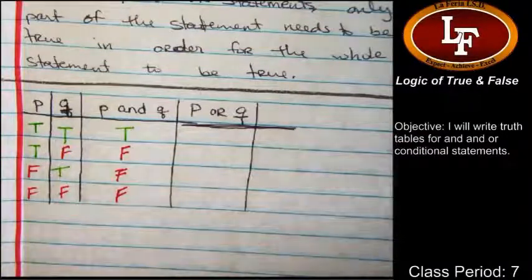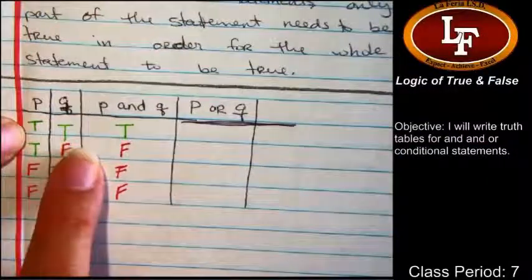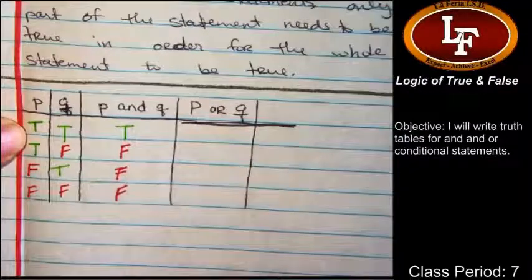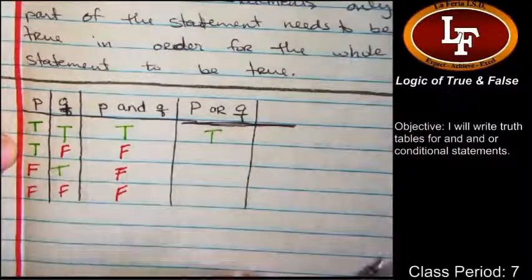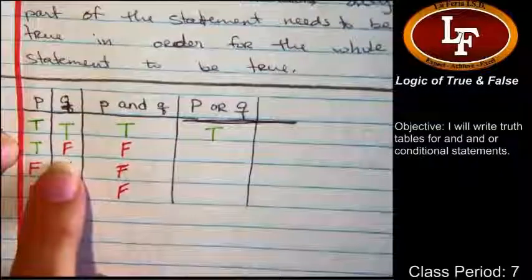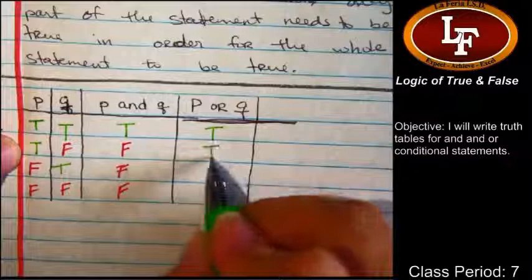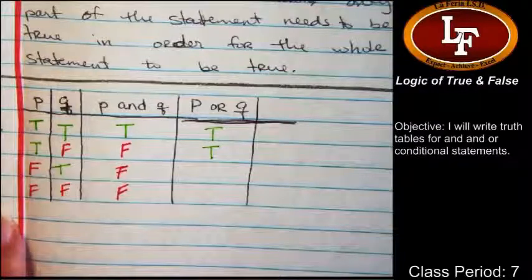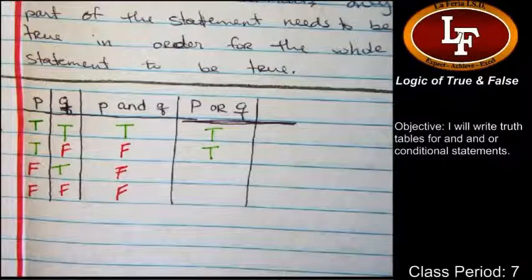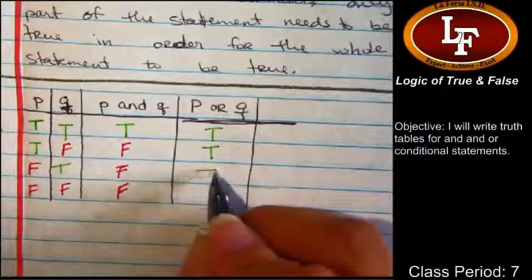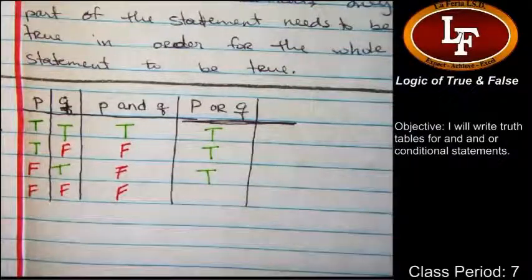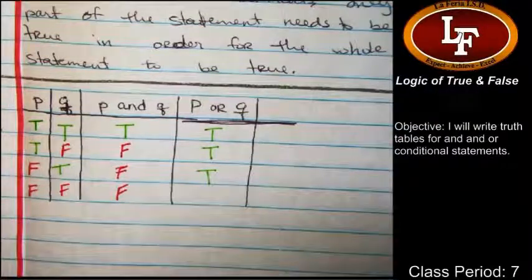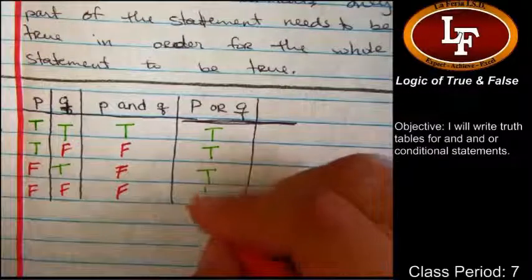So as soon as we get a true statement, the whole thing's true. Okay? P is true, Q is true. P or Q is true. Because I have at least one true. P is true, Q is false. It's still true because I have one true in there. P is false, Q is true. P or Q is true because I still have one true. Doesn't matter who is true, just as long as we have one. P is false, Q is false. It's false because I don't have a single one in there.